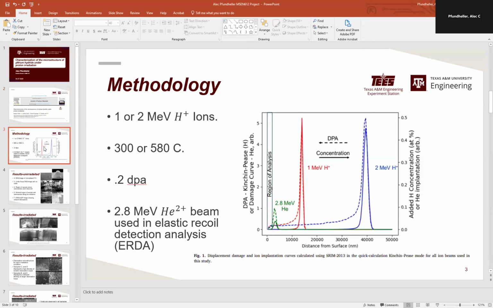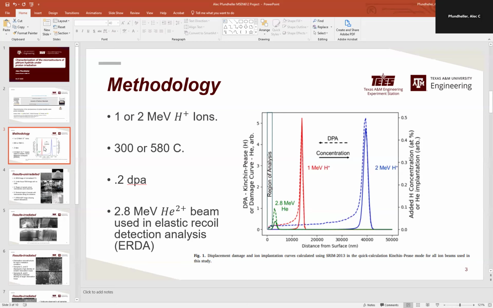This is the methodology they used for their experiments. They had 4 different samples of yttrium hydride. Two of them used 1 MeV hydrogen ions, and 2 of them used 2 MeV hydrogen ions. Then 2 of them were irradiated at 300 degrees Celsius, and the other 2 were irradiated at 580 degrees Celsius. These 2 temperatures were chosen because 300 C was the reference temperature for current nuclear fleet applications, so this is a lower bound of potential operating temperatures for yttrium hydride. The upper temperature was chosen to be 580 because it's the upper range of a potential microreactor operation.